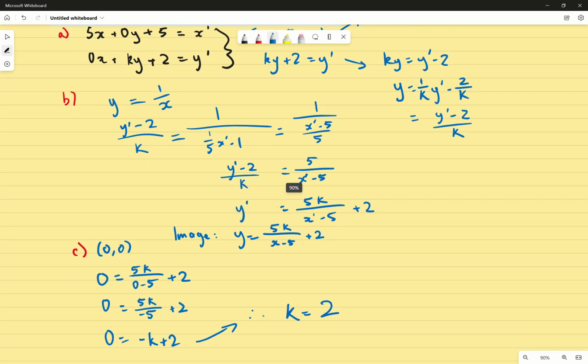Long question, but just applying understanding of transformations, understanding of polynomials as well. Any questions? No? Okay.